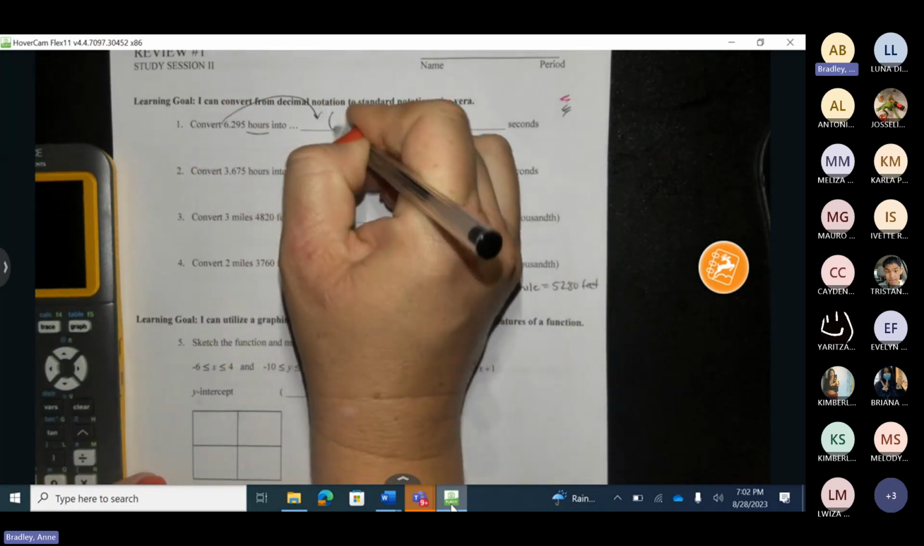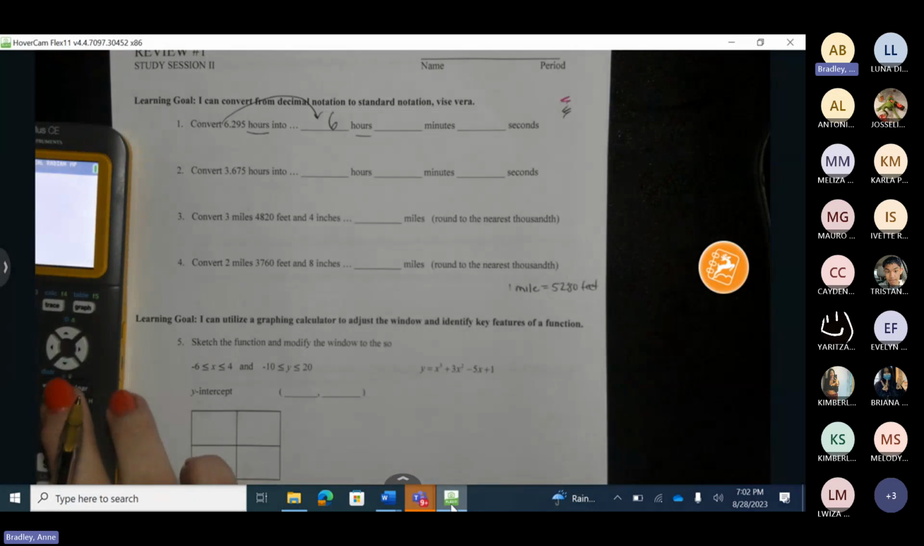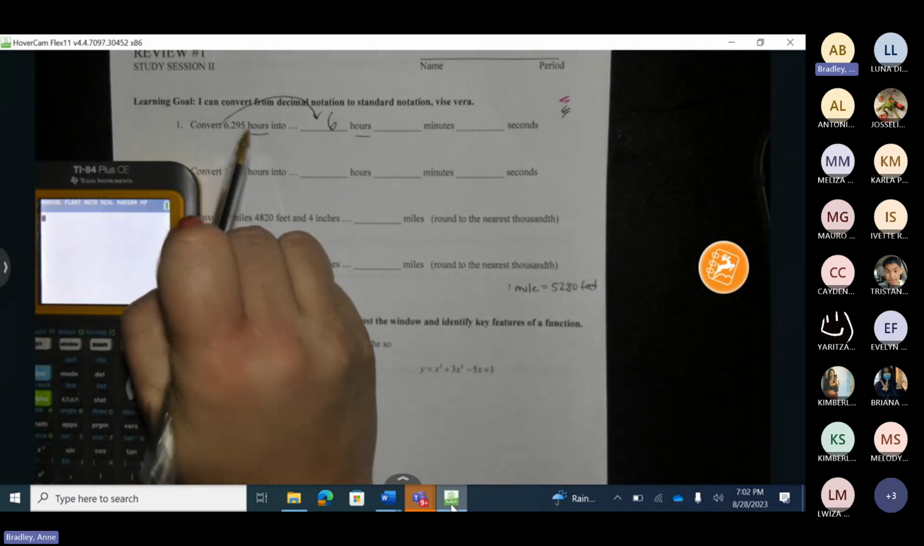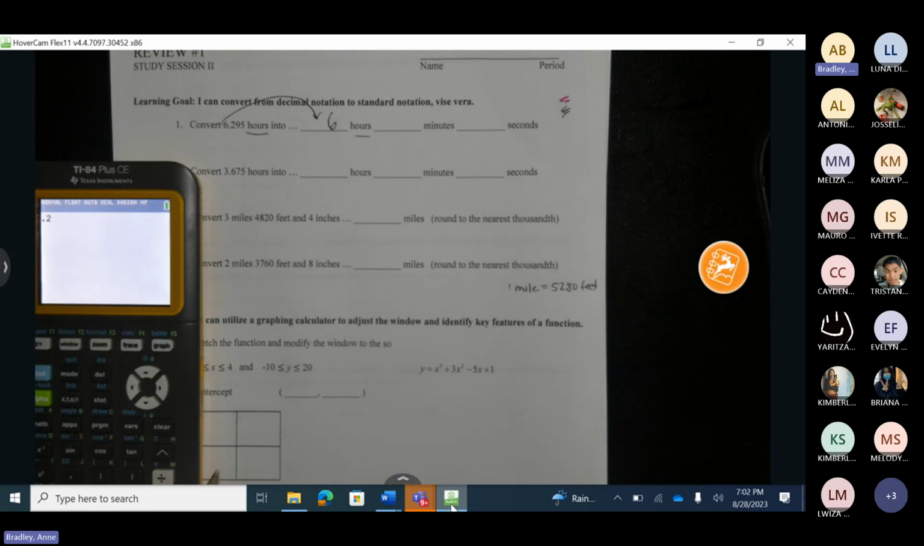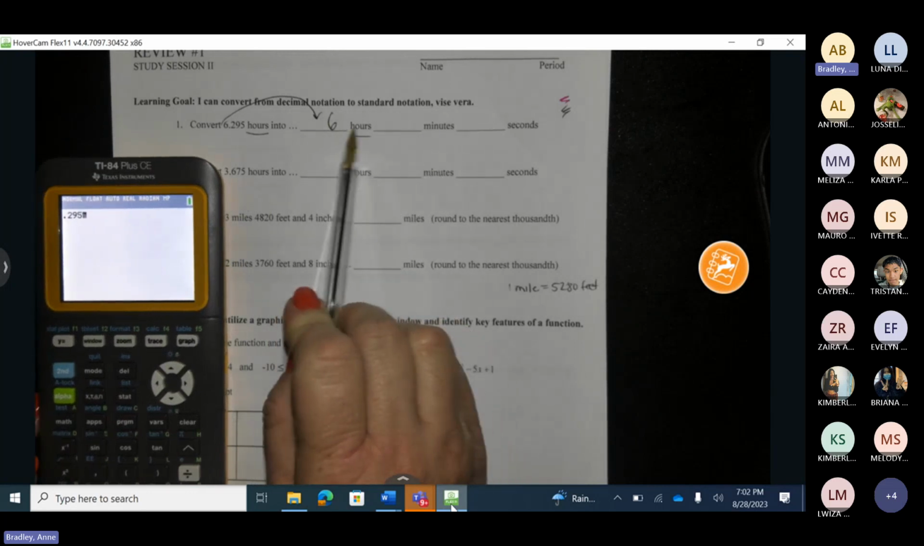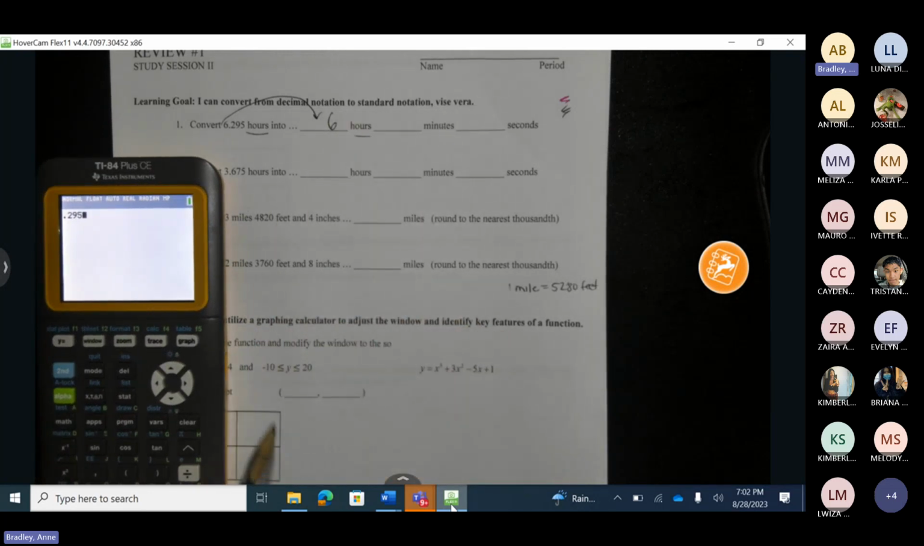Okay, so 6 hours. So the whole number 6 comes into this place. And each one of these problems is worth 4 points on tomorrow's test. I take whatever is past the decimal, so 0.295, and I ask myself, how many minutes are there in an hour? I always go backwards to the left. There are 60 minutes in an hour.